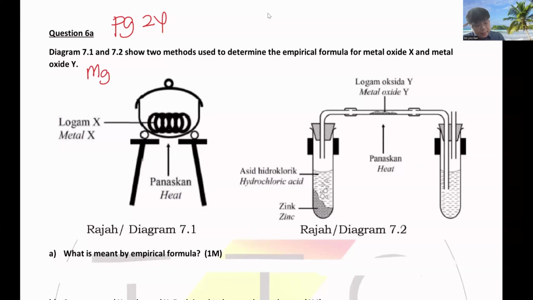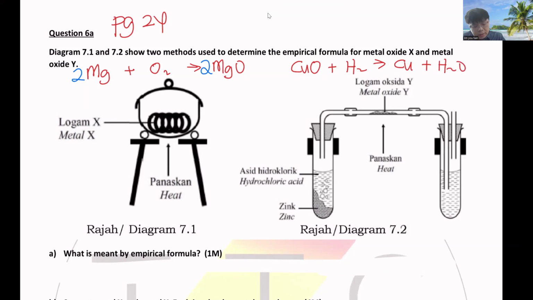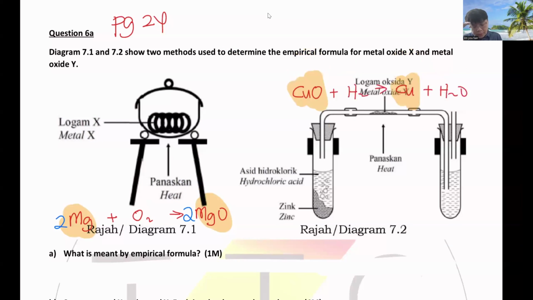So now when you compare these two, you know this is Mg. It's burned with oxygen, then produces MgO. The balanced equation is 2Mg plus O2 gives 2MgO. Then on the other side, we have the chemical CuO, burned with hydrogen gas, then the hydrogen takes away the oxygen, so it becomes Cu. So you can see one starts with metal and forms metal oxide. One starts with metal oxide and forms back the metal. So they will have one question that asks you about these differences. So you need to know the differences between these two.